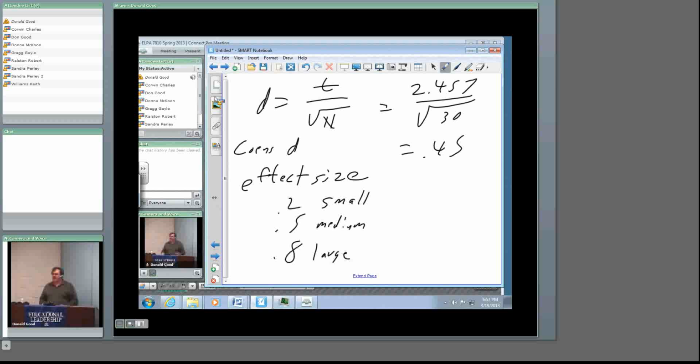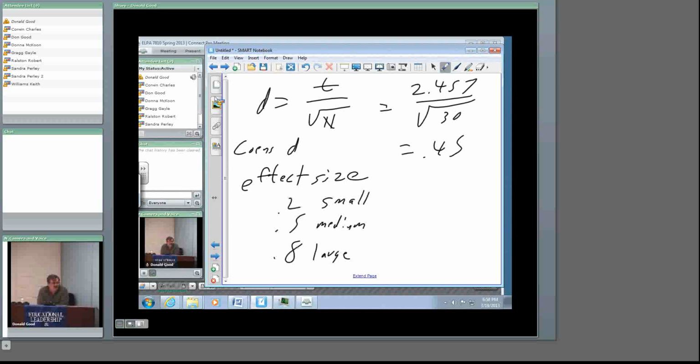Here's what effect size means. I can't find any better words than the words of a former student in this class, who said, oh, it's kind of like how significant is the significance. I kind of like that. Okay, you got a significant difference. Big deal. Small, medium, or large effect size?